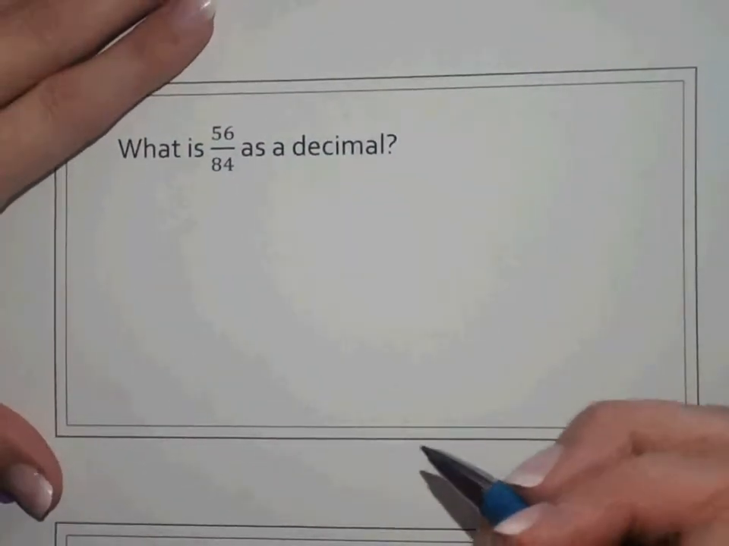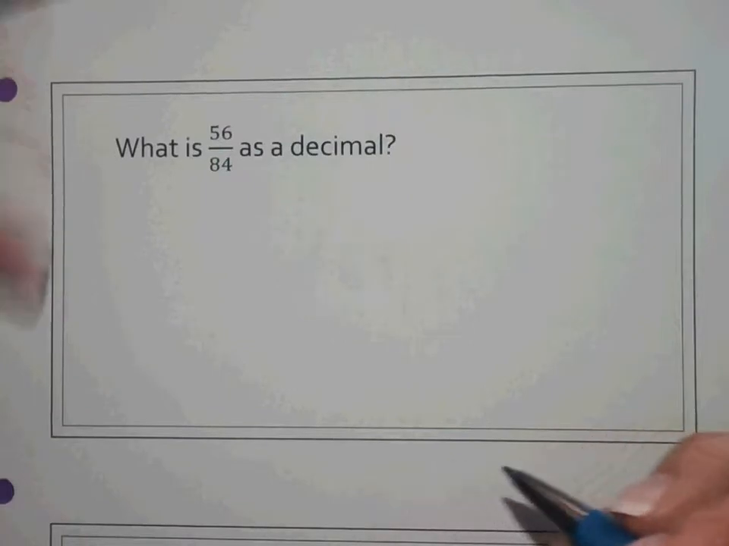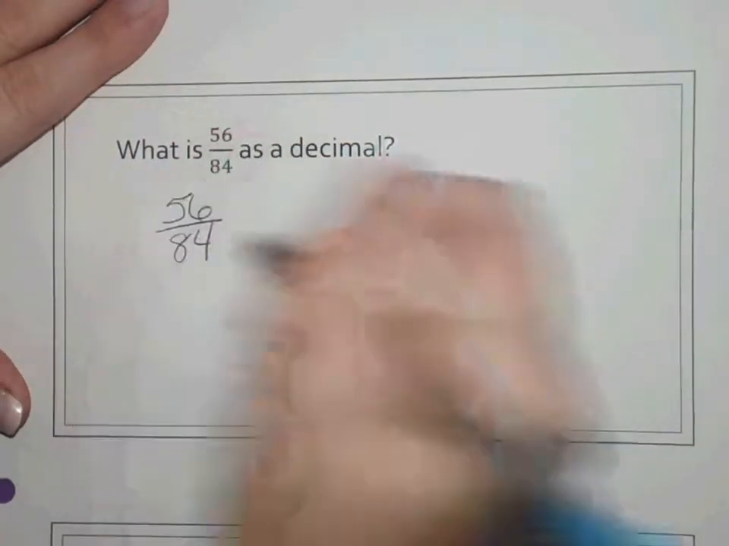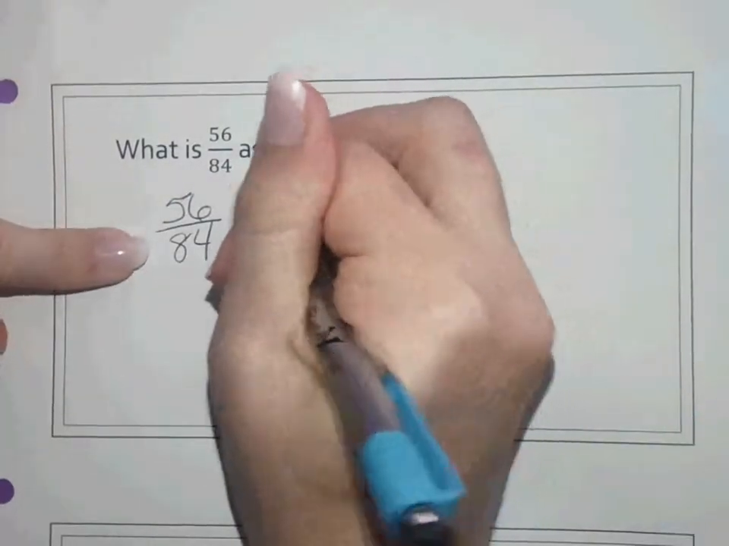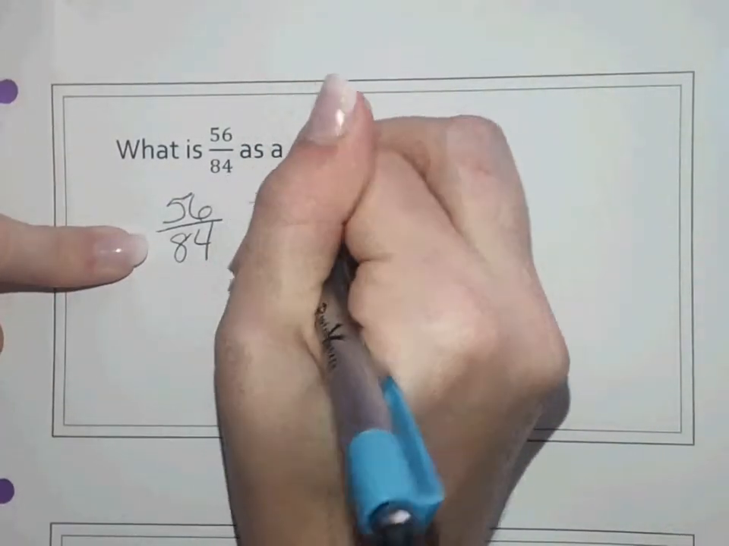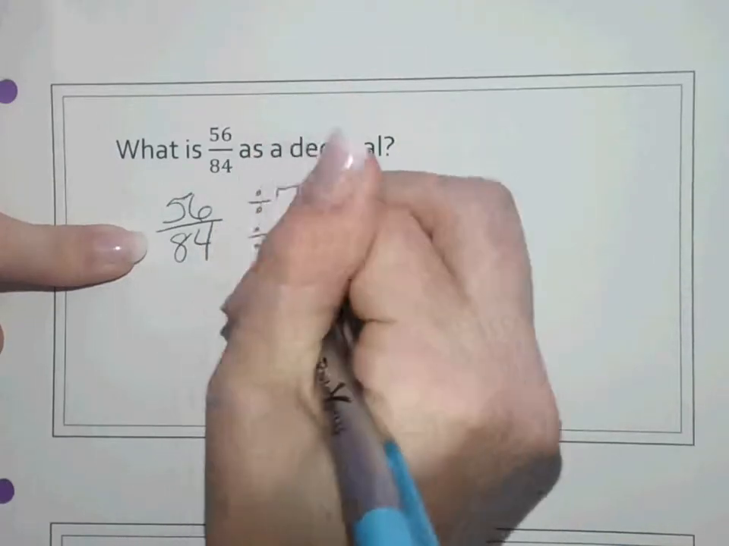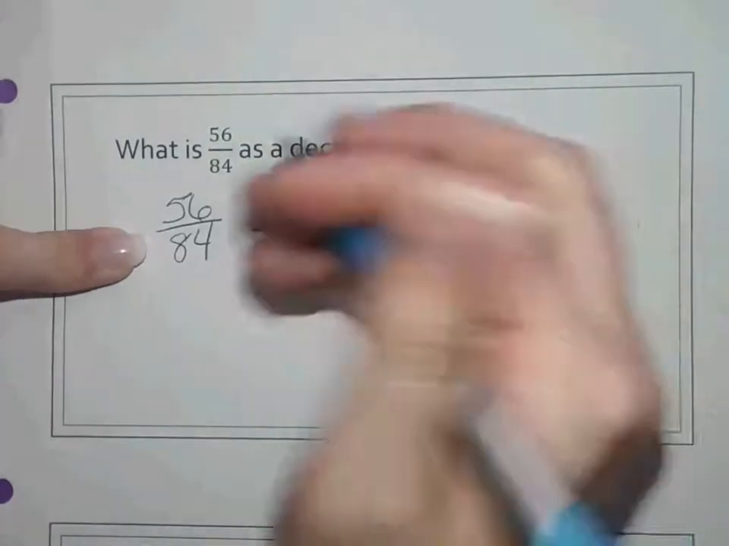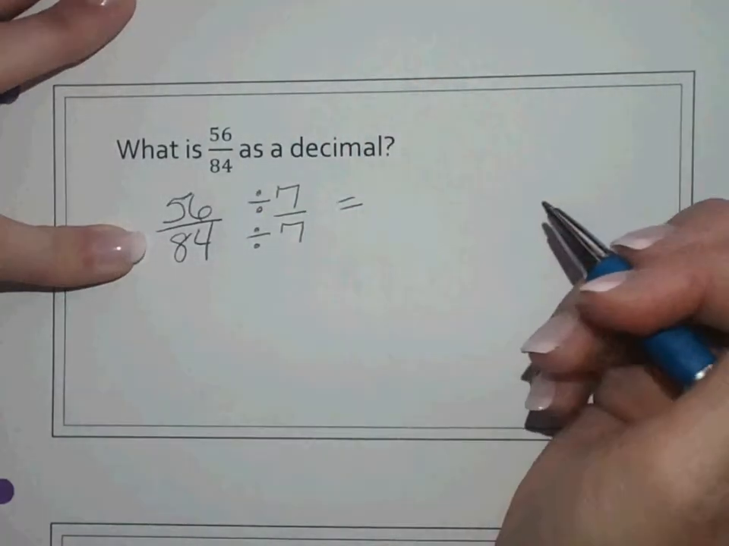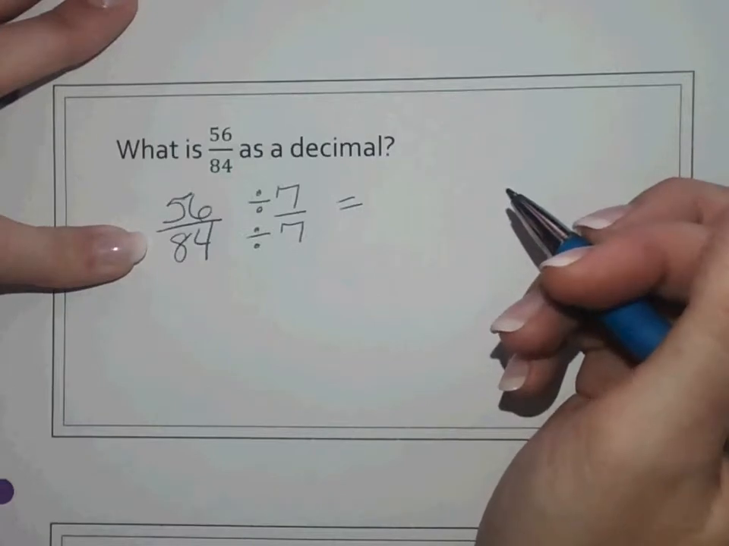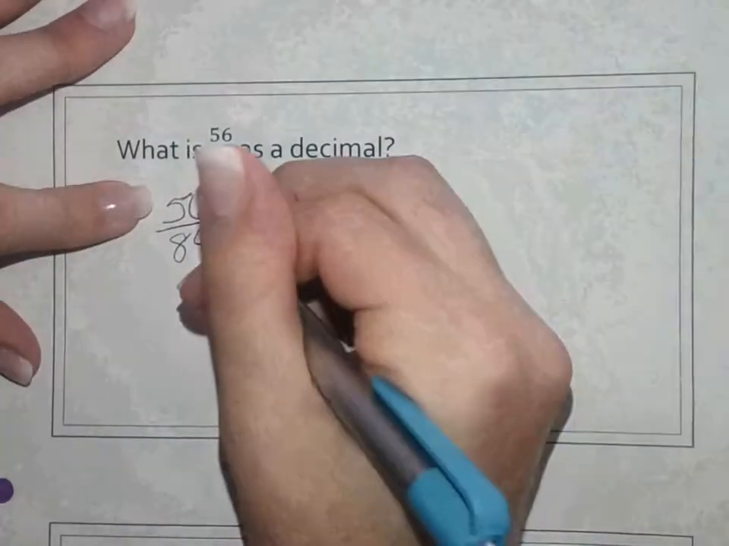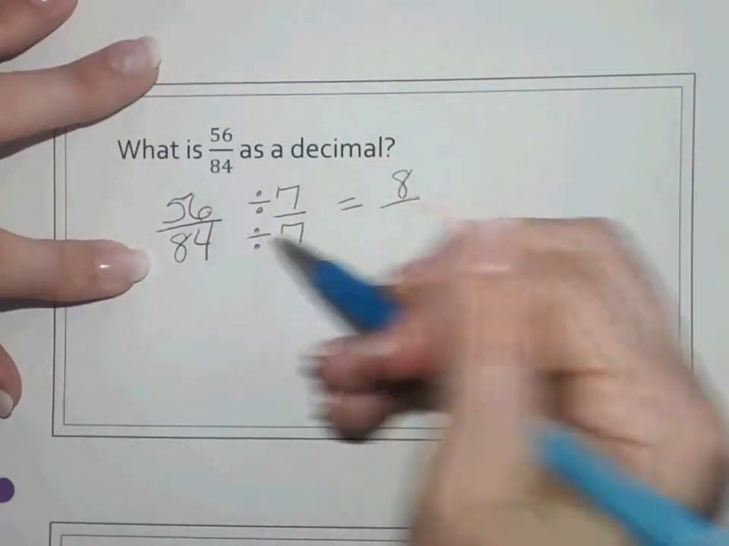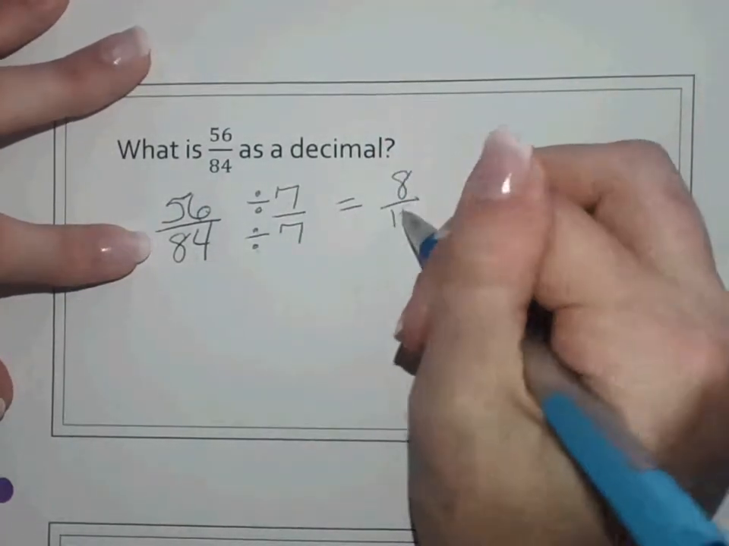Okay, what about if I've got something harder like 56/84? Well, the first thing I want to do is try to simplify this as much as I can. So I'm going to write 56/84, and I know that both the top and the bottom can be divided by 7. So I'm going to divide them by 7. 7/7 is the same as 1, because when you divide 7 divided by 7, you do get that just plain 1. Okay, but 56 divided by 7 gives me 8, and 84 divided by 7 does give me 12.